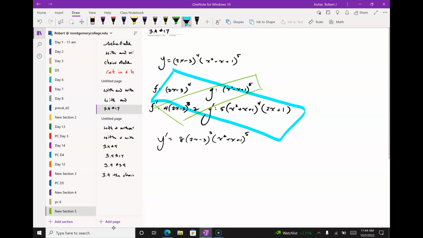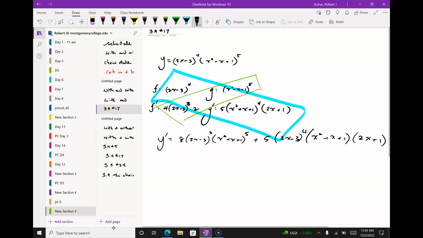Plus this piece, which is what? 5 times (2x minus 3) to the fourth times (x squared plus x plus 1) to the fourth times (2x plus 1). Everybody with me?